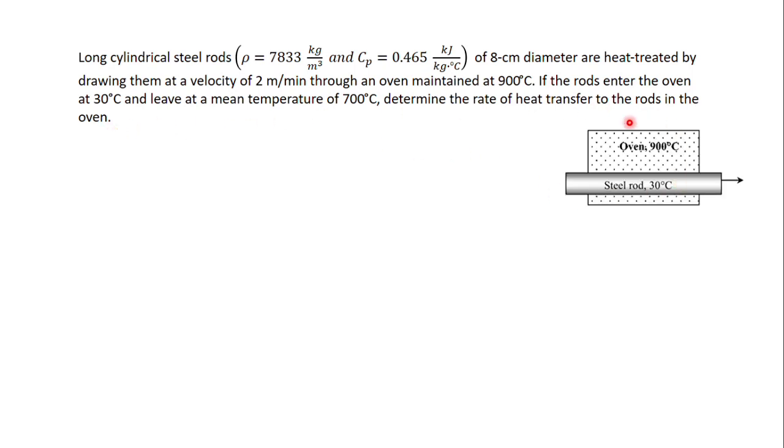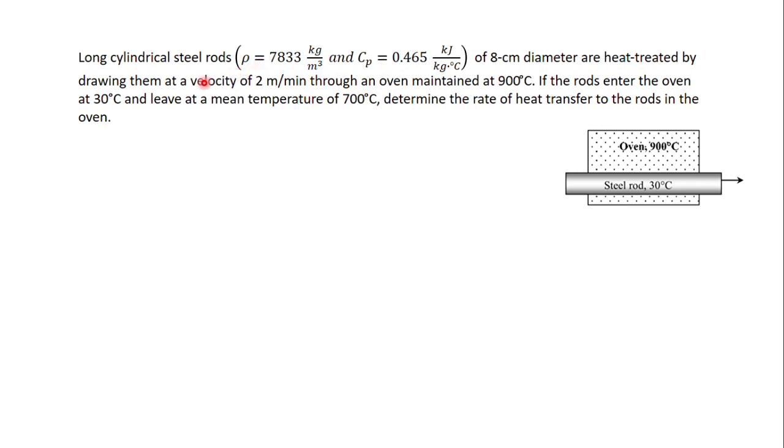So, this is the figure for this problem. We have the oven and the steel rod. The thermal properties of the rods are constant. The changes in kinetic and potential energies are negligible. The density and specific heat of the steel rods are given.